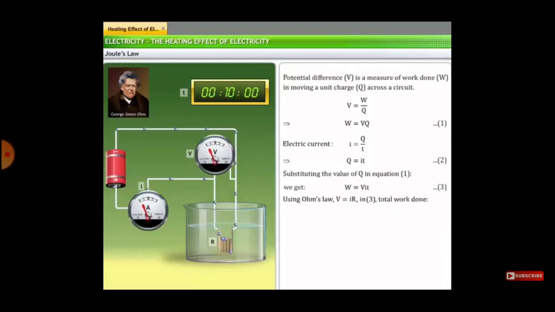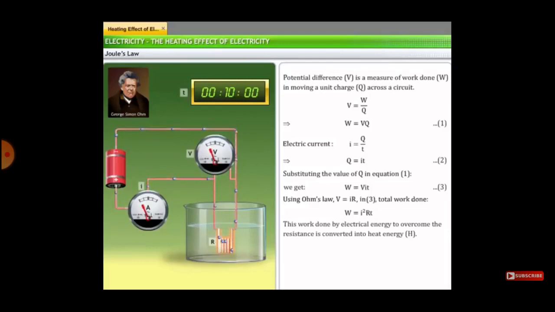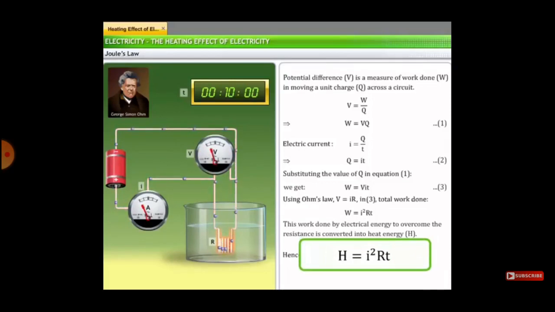Suppose you substitute V is equal to IR in that expression, you will get W is equal to I square RT. So the electrical energy that will be converted into heat energy is given as I square RT. From this we define Joule's law of heating. So the heat energy is directly proportional to the square of current, the resistance, and the time of passage of current.